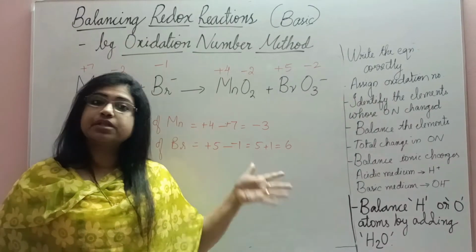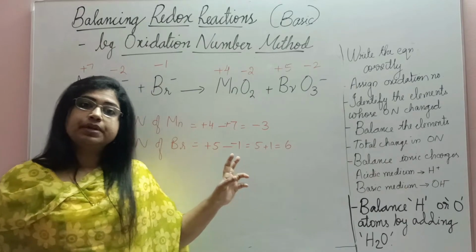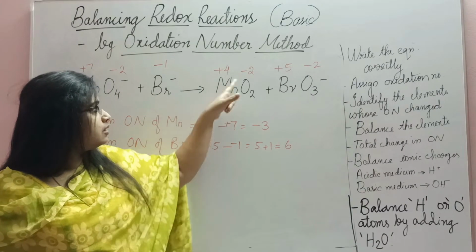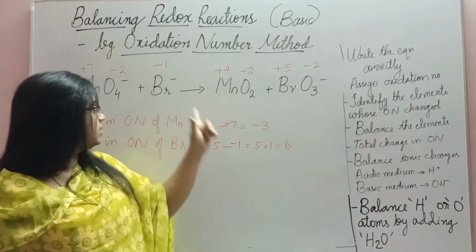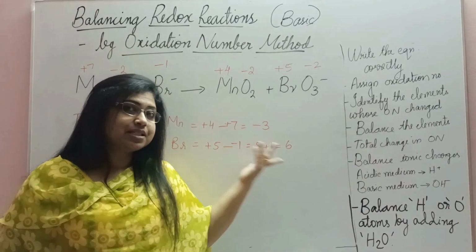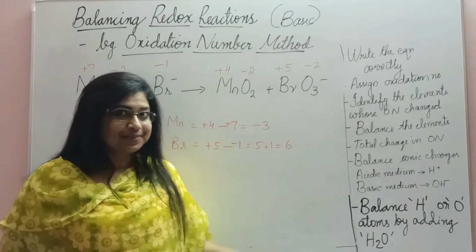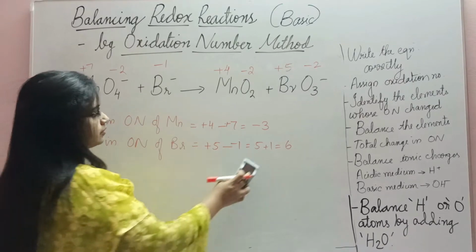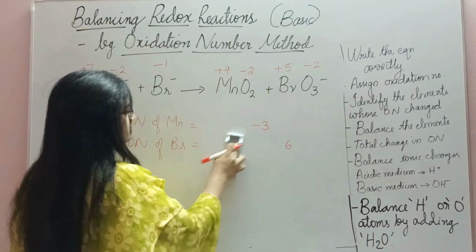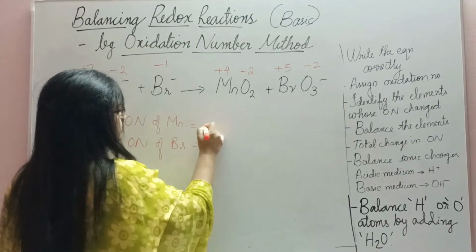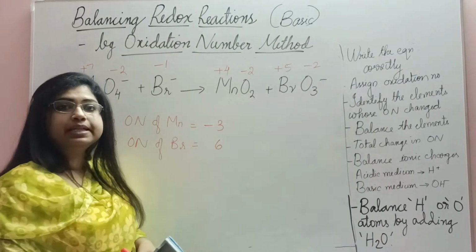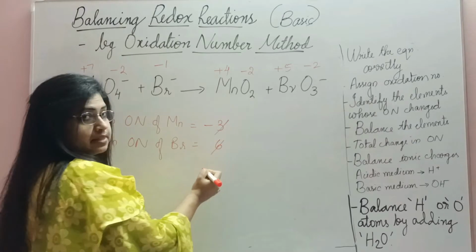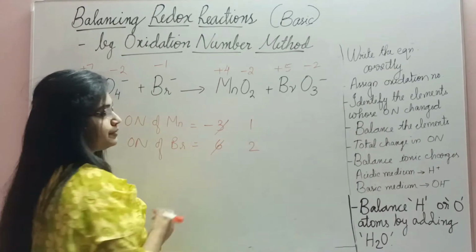Remember, when we calculate the total change in the oxidation number, always subtract the oxidation number of the reactants from the products. So on the product side it is +5 minus -1, otherwise there will be a change in the calculation. You will get a different answer. Okay, so now we have got the change in the oxidation numbers, -3 and 6. Now next step is to find the simplest ratio. Divide both 3 and 6 by 3, you will get 1 and 2.